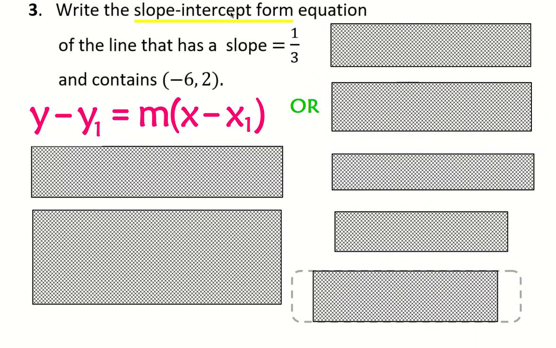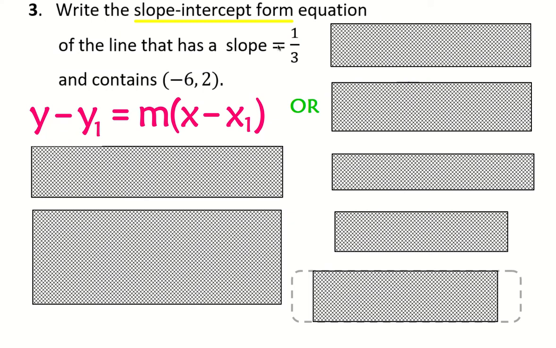Now, I know you might be thinking, but they want the slope-intercept form. And slope-intercept form is y equals mx plus b. Well, as I always say, however they want the final answer to look like, whatever form they want the final answer to be in, you don't have to start in that form.